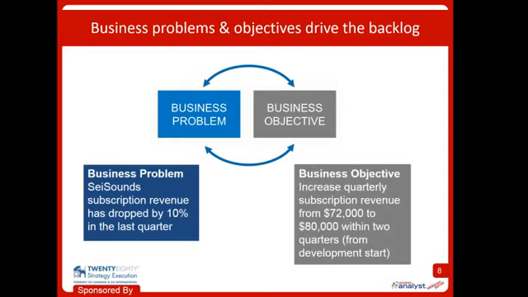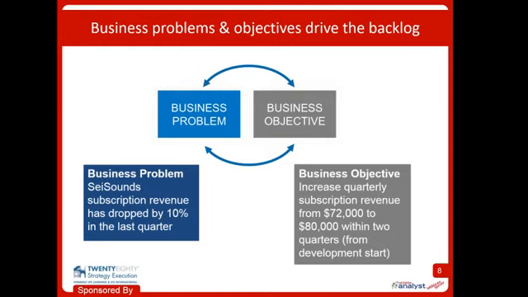And then I might write a similar objective related to it, but how am I going to fix this problem? What does it look like if I solve the problem? Well, our objective is going to be to increase quarterly subscription revenue from $72,000 to $80,000 within 2 quarters from the beginning, from whenever development starts. And keep in mind, this is going to be an Agile project, right? So we're going to start rolling out functionality right away, right?